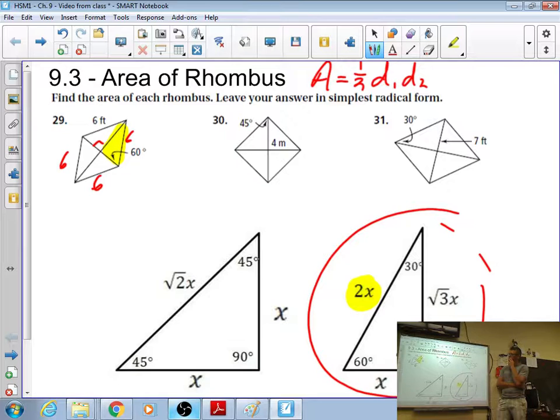Which means x is 3. So the bottom is 3, which means the whole diagonal there is 6. This has to be 3, and that means this has to be 3, since we know that the diagonals bisect each other.